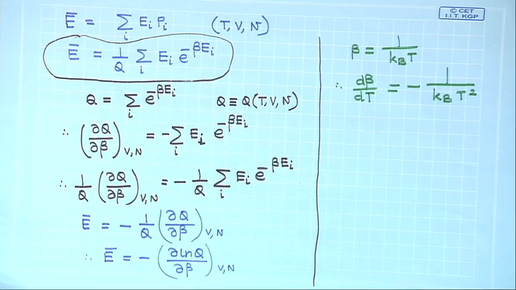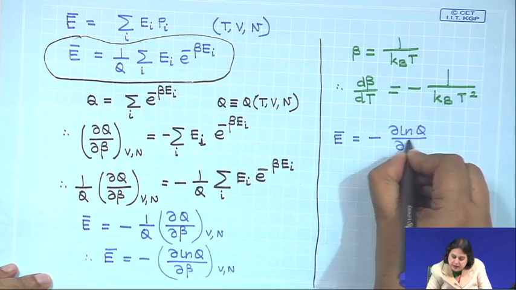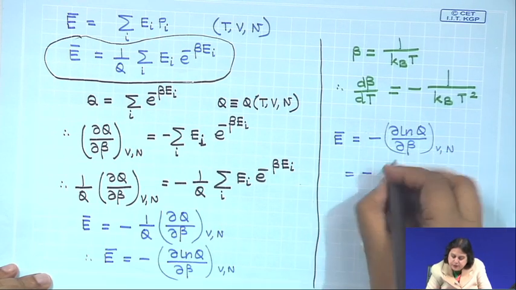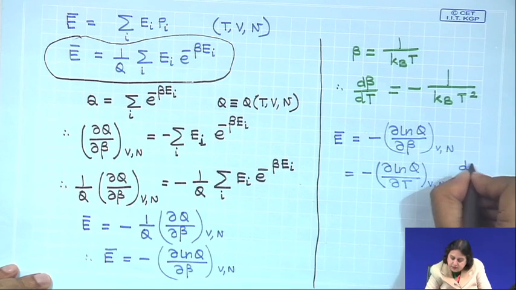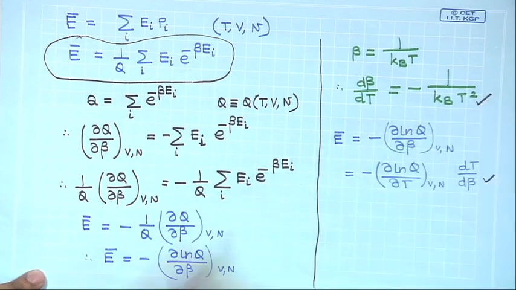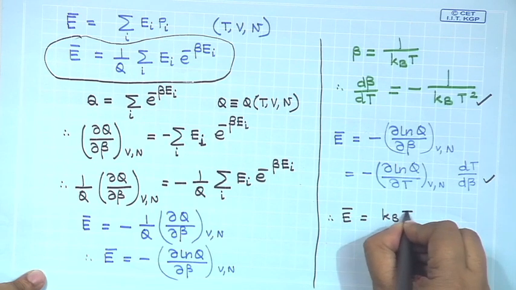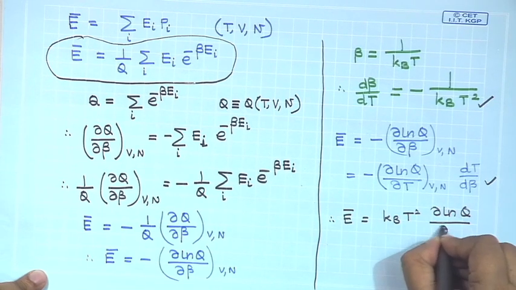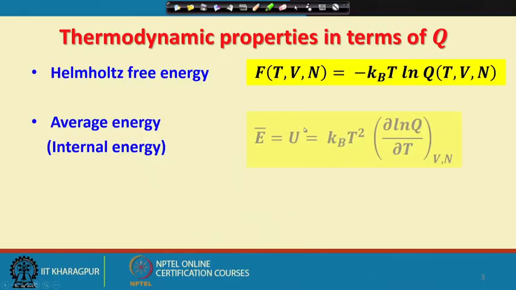Now, can I write down what E bar is in terms of taking a derivative with respect to temperature? I know that E bar is minus del ln Q del beta, keeping V and N constant, and this I am going to write as del ln Q del T, keeping V and N constant, into dT d beta. Therefore, if I just check this expression and this expression and combine them, what do I get? I get E bar equal to kB T square del ln Q del T, keeping V and N constant. So, this is trivial algebra, and one can have a look at the expression for internal energy that I have put in over here, and that is nothing but kB T square into del ln Q del T, keeping volume and number of particles constant.